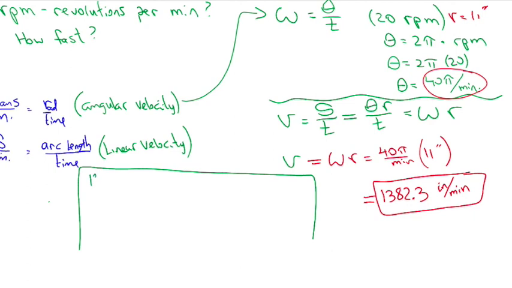So you start off with 1382.3 inches per minute. What measurement do you want to get rid of first? Inches or minute? It doesn't matter. Inches. So if I get rid of inches, I have to put inches in the bottom. What do you want to change it to? Miles. Do you know how many inches are in a mile? Feet, remember? I would change it into feet.